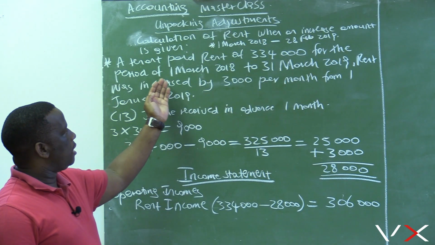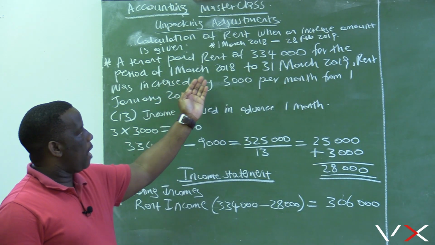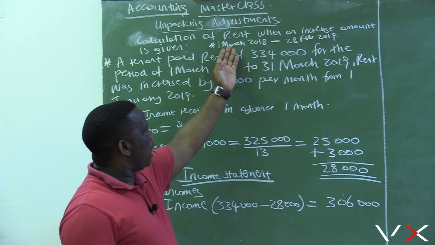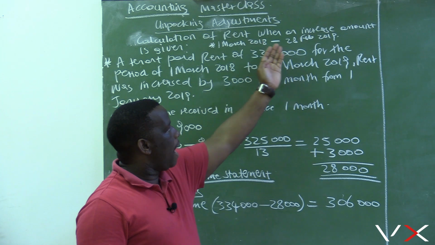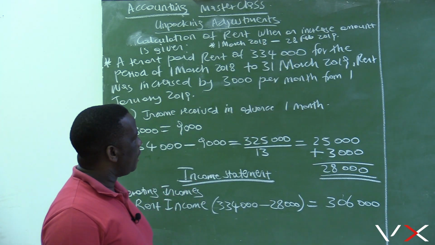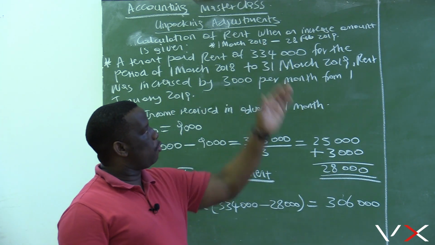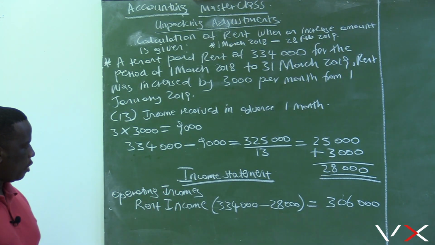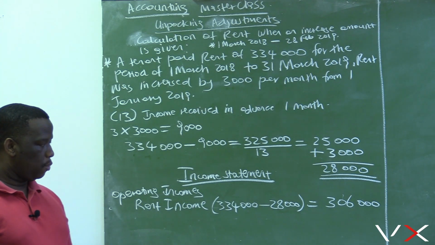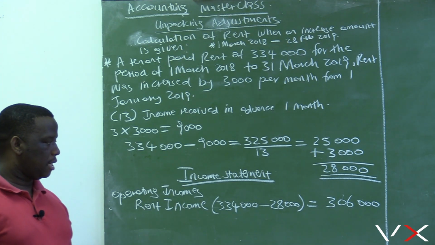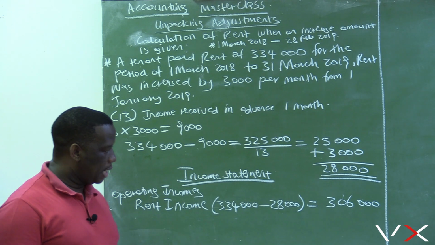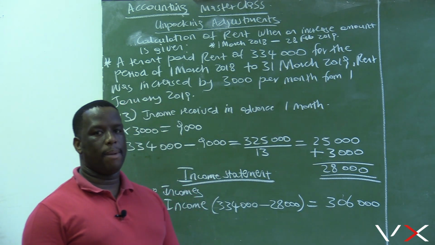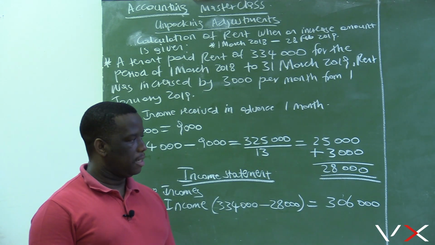So rent has been received from the 1st of March up until the 31st of March, while our accounting period starts on the 1st of March 2018 up to 28 February 2019. So if we have received up to March, it means we have received it in advance for 1 month. So in our total amount received, we need to take out 1 month: 334,000 minus 28,000 income received in advance. So the correct amount for 12 months is 306,000.